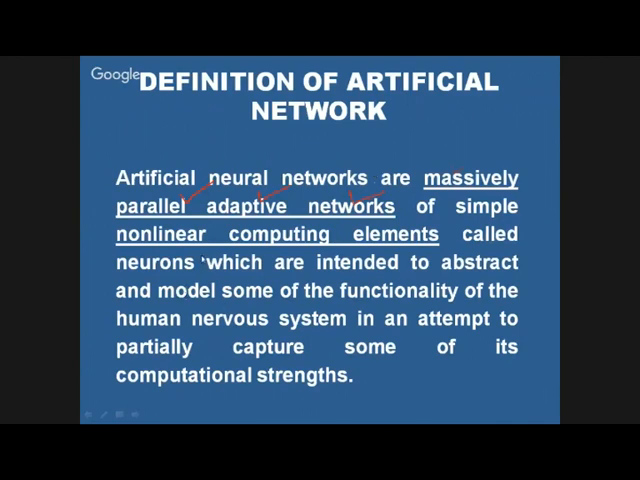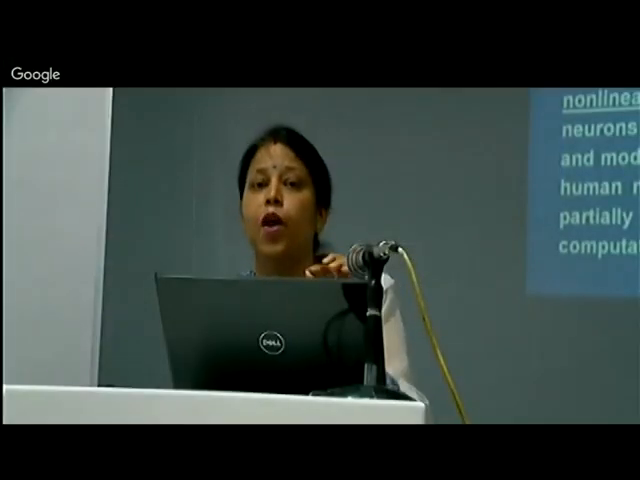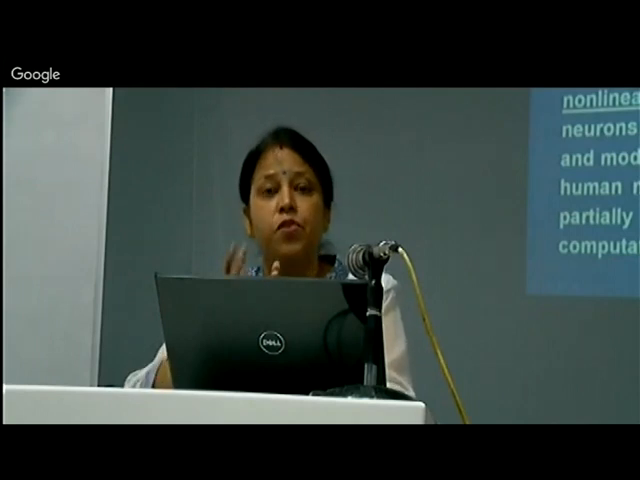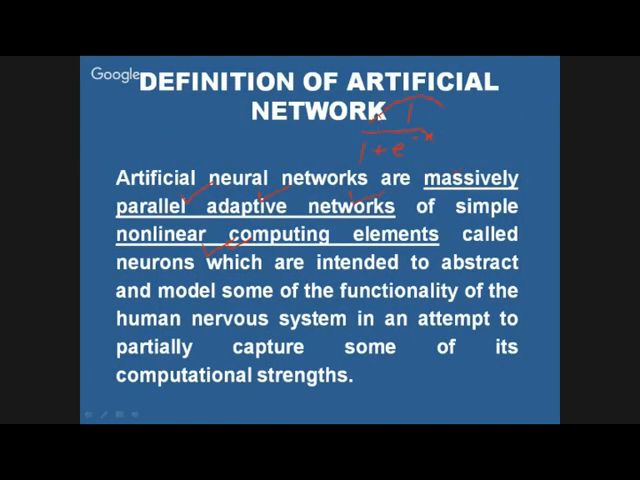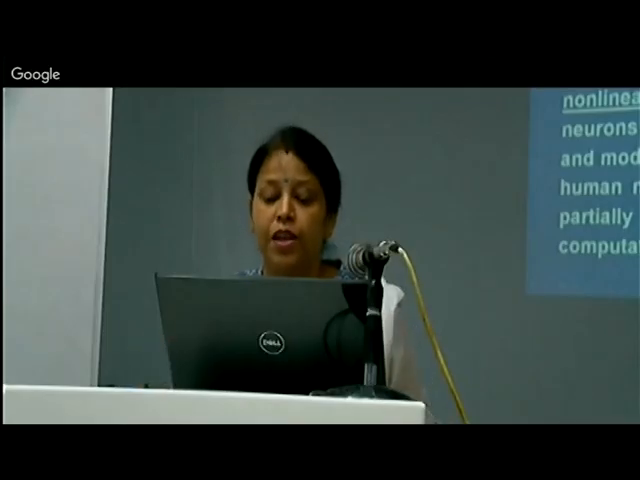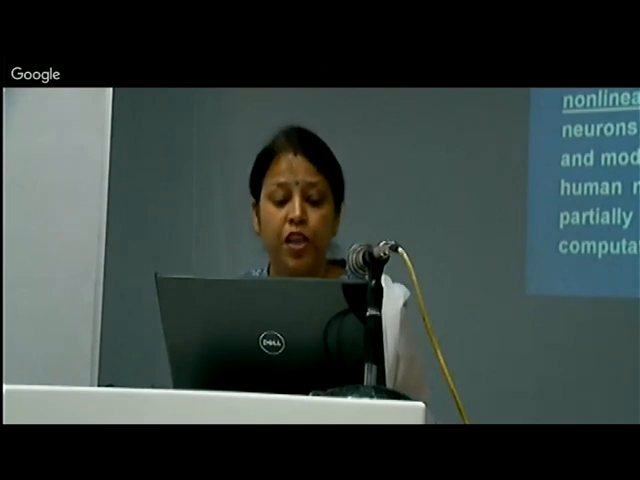Nonlinear computing element, this is another term: nonlinear. Since we are using the sigmoidal function, I have told you that we use it both in the hidden layer as well as in the output layer. And the sigmoidal function, again I am giving, is 1 over 1 plus e to the power minus x. So this is nonlinear in nature. That's why it says that it consists of simple nonlinear computing elements called neurons, which are intended to abstract or model some of the functionality of the human nervous system. There is a catch: it is only some of the functionality. It cannot replace the human nervous system.